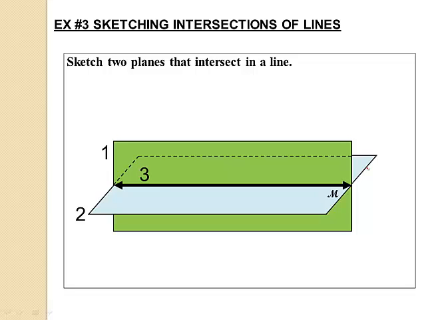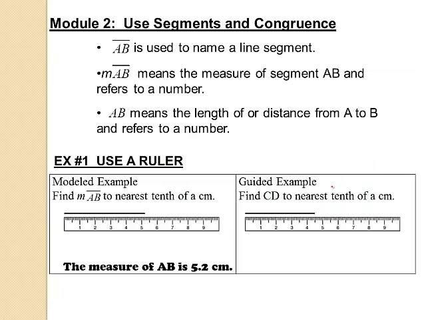And make sure you label your planes. So I can label this Q, I can label this R. It doesn't really matter. It's up to you. And here's our intersection of line M as well. And this concludes Module 1.